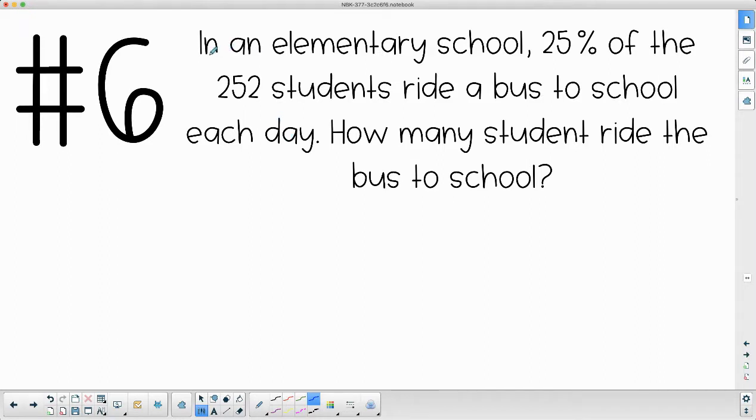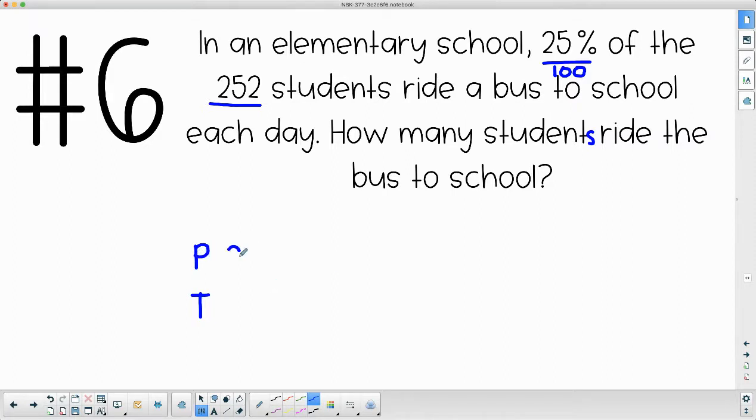Number 6 says that in an elementary school, 25% of the 252 students ride a bus to school each day. How many students ride the bus to school? So looking here, we know we're talking about percents. Remember, percents are always out of 100. This is the total of kids. 100 is also a total. So we've got totals on the bottom and we've got our part on the top.